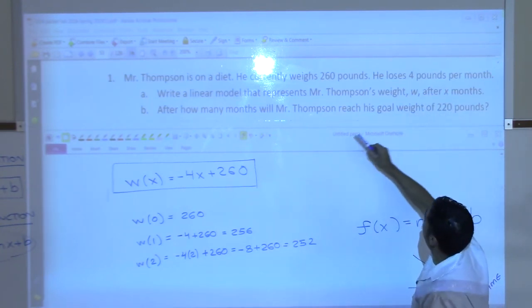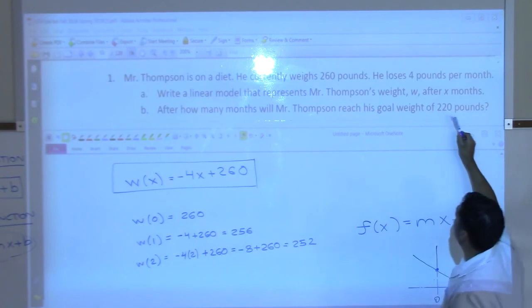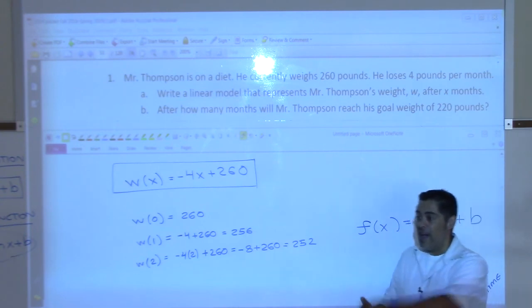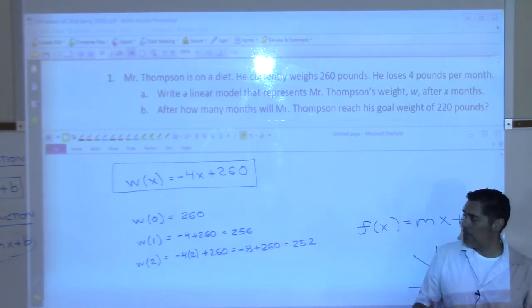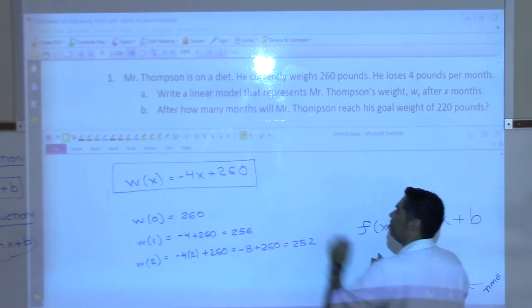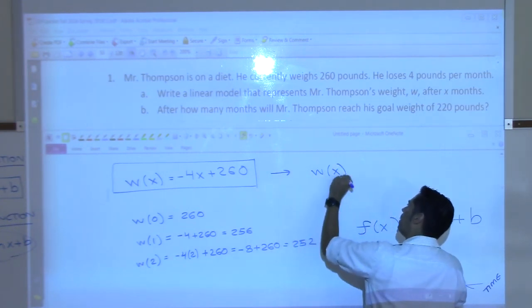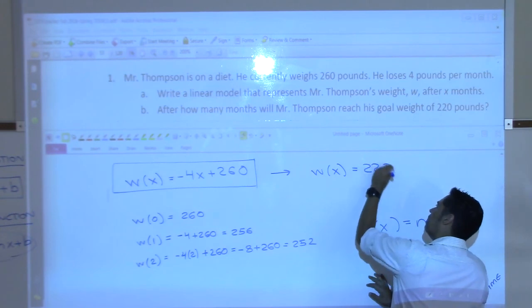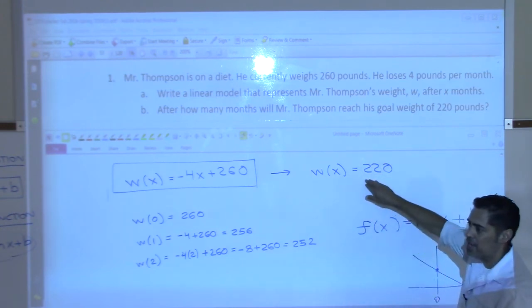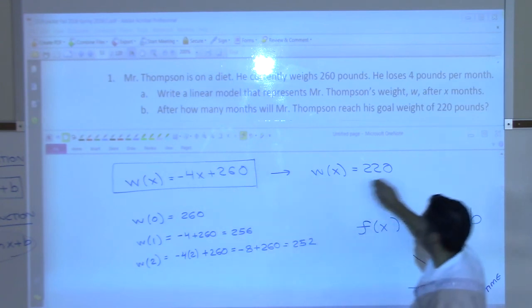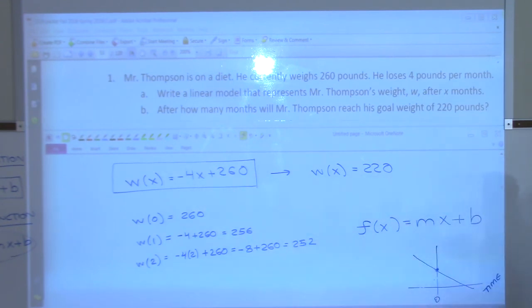So it says how many months will it take for him to reach 220 pounds? That means we want to know what x gives us an output of 220, right? So I'm asking myself this question: the weight at what x gives me 220? That's what part B is saying. When is that equal to 220? After 10 months, 10 months.